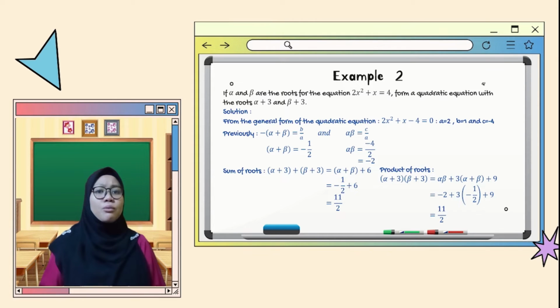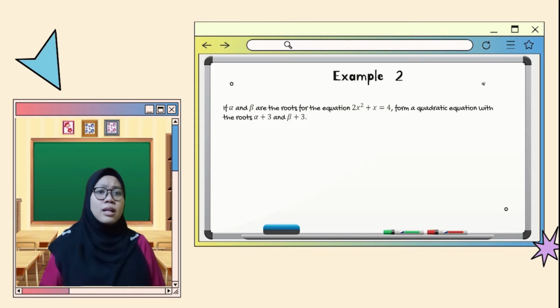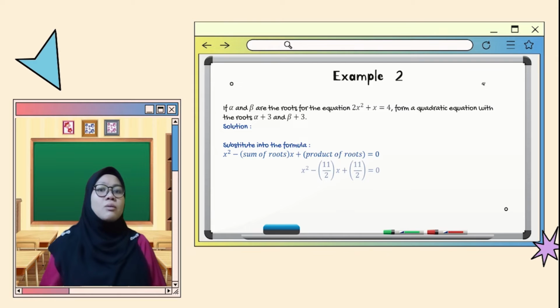Lastly, when we have both values, we can substitute both values into the formula, and from there, we will get the quadratic equation for the roots alpha plus 3 and beta plus 3, which is this equation. Now, you can choose to leave your answer like this, or you can simplify it by times 2, and thus you will get this equation.